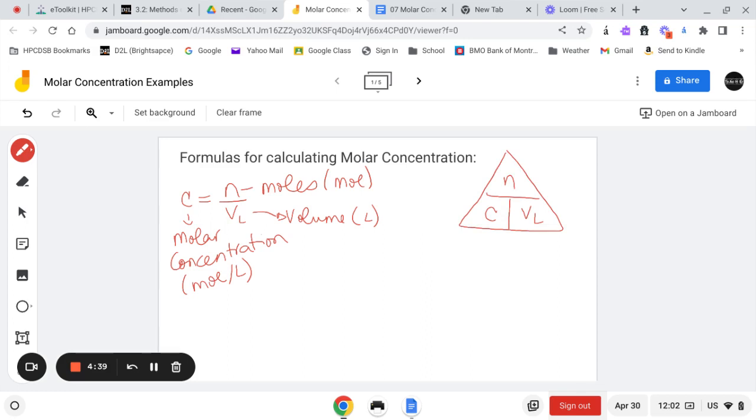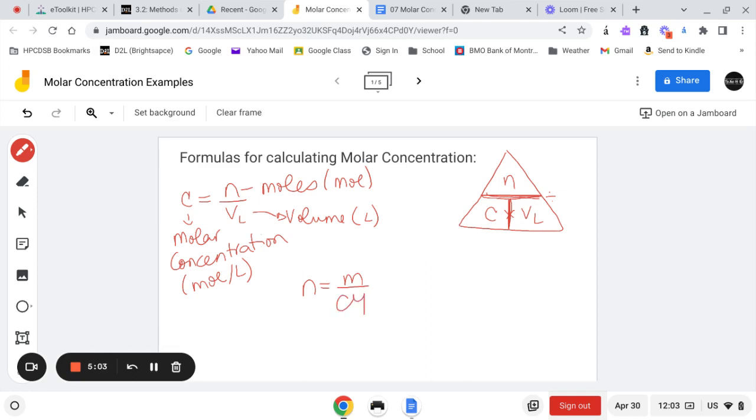And remember, anything above and below this line, we divide. Anything on either side of that vertical line, we multiply. Okay, so that's a division and then a multiplication if they're side by side. We also have to recall this formula. So moles is equaling mass over molar mass.